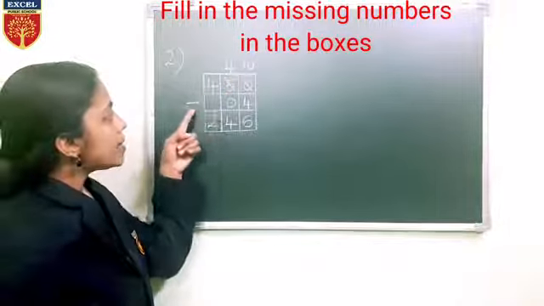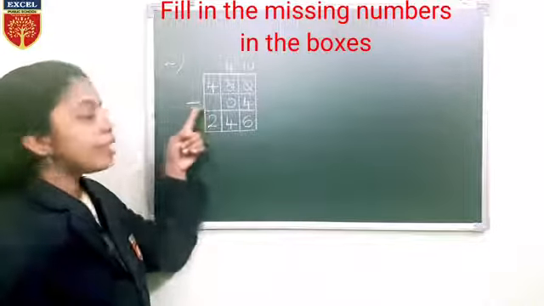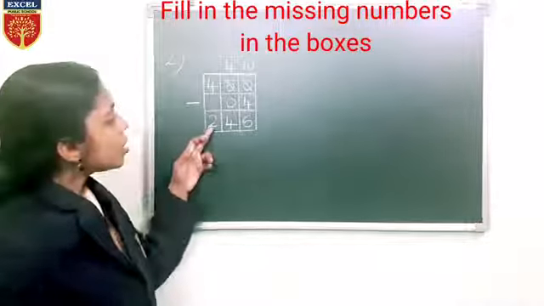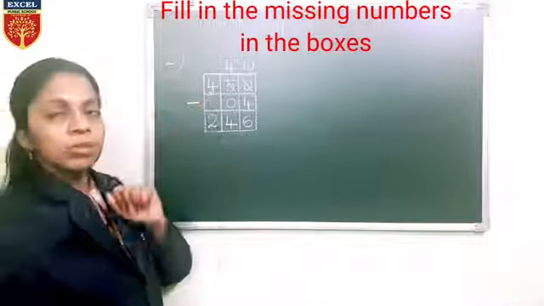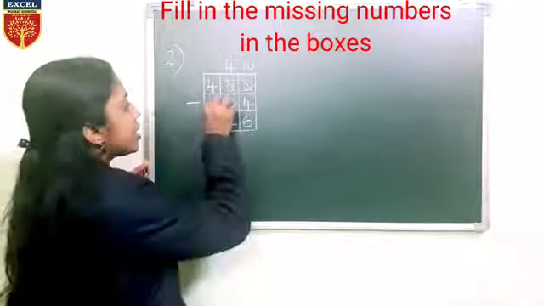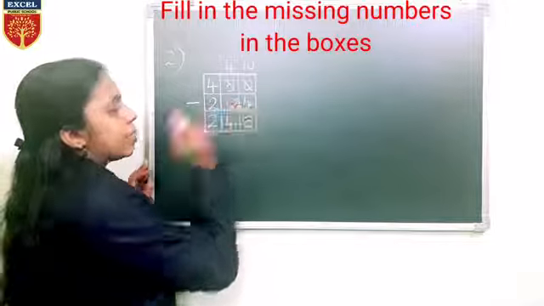4 minus 2. If you subtract 2 from 4, we will get this number. 4 minus 2. Count after 2 till 4. After 2, 3, 4. So here the number is 2. So we got the missing numbers.